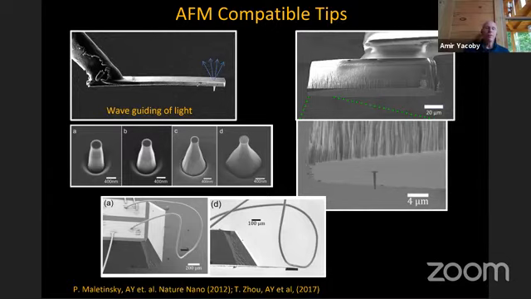Moreover, if you look at the left, A, B, C, D, E, we now have very good control over the taper of the pillar. So we can now control the angle, and we optimize this angle to extract light from the tip.